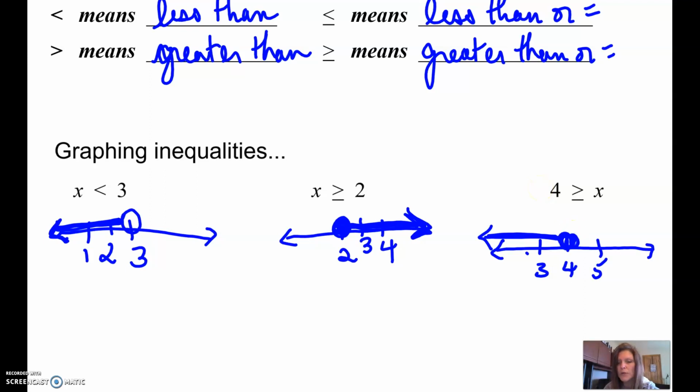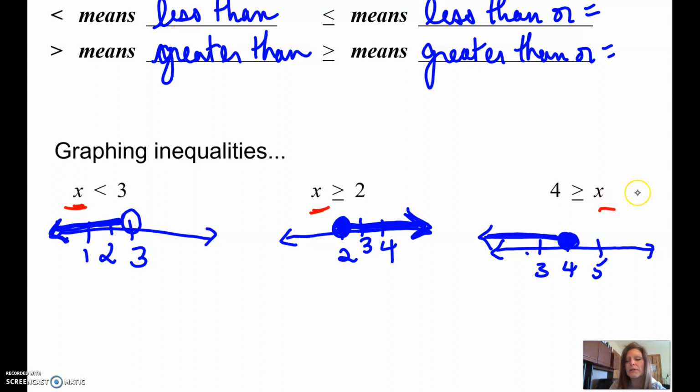It has the "or equal," so we're going to put a filled circle there on 4. Now you might be wondering, okay, so why, if it's greater than, is it not going to the right? Well, the key is if you notice that both of these first two had an x to start with. This one, the x is second.